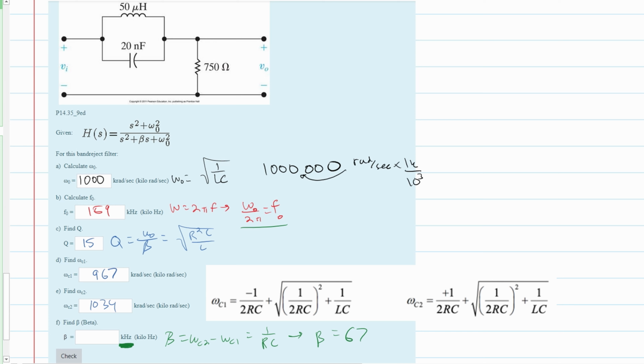So we're going to take this 67, and then we are going to divide it by 2 pi, and that's from this right here, because we want to calculate frequency. Currently, again, it's in rads per second, and we want to have f equal to 67 divided by 2 pi. So this is going to give us approximately 10.7 kilohertz, and that's how you would go about looking at this parallel band reject filter.